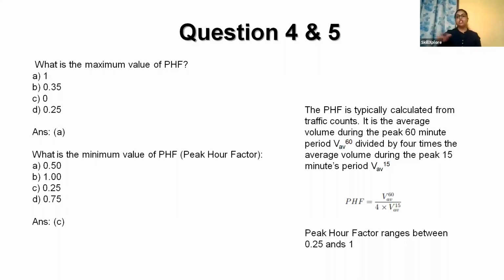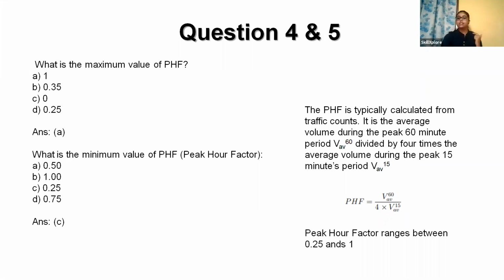Next question. I've already mentioned, peak hour flow is a frequently asked area. What is the maximum value of peak hour flow? And what is the minimum value of peak hour flow? Both these are asked. Maximum value of peak hour flow options are A 1, B 0.35, C 0, and D 0.25. Again, what is the minimum value of peak hour flow? Option A 0.5, option B 1, option C 0.25, and option D 0.75. So these are the two questions.